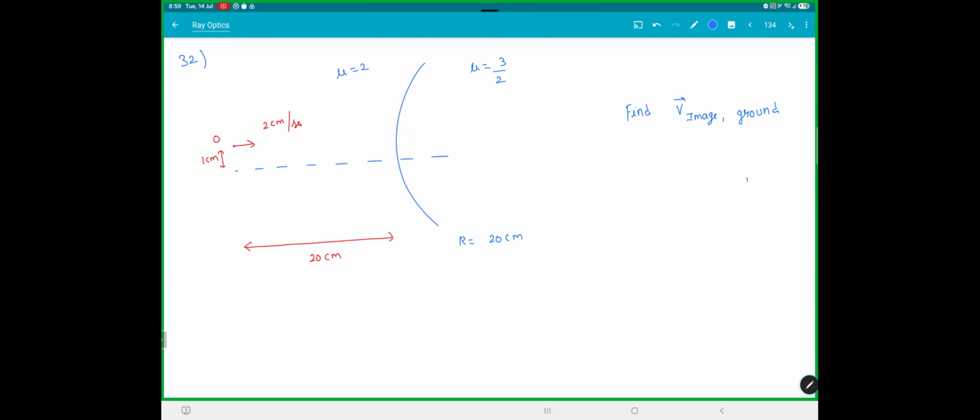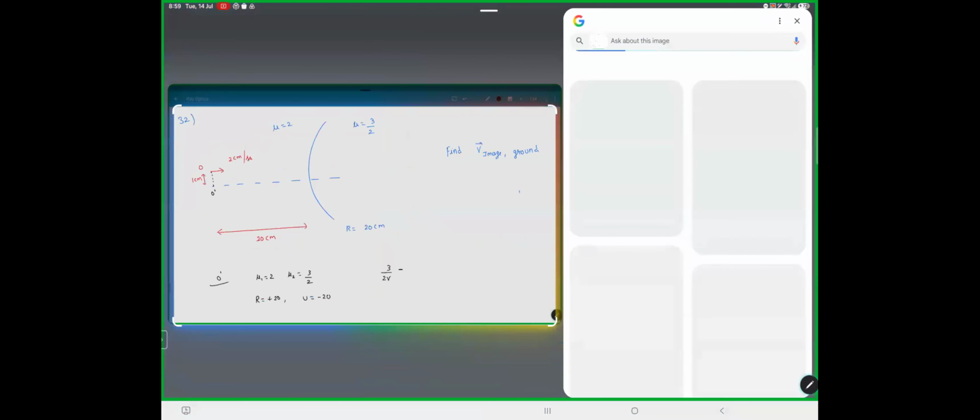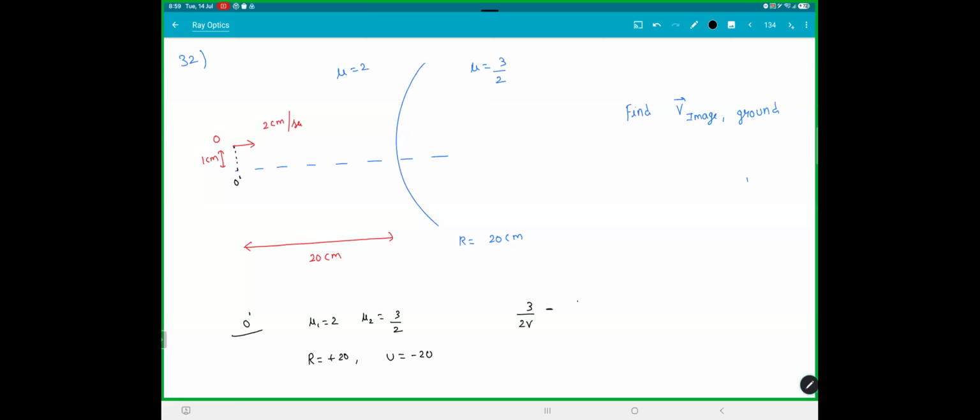Let's find the image. So if you drop the perpendicular here, we get the shadow. We need the shadow for data. O dash: mu1 is 2, mu2 is 3 by 2, radius of curvature is plus 20, u is minus 20. Substitute in the formula: 3 by 2v minus mu1 by u, 2 by minus 20, equals mu2 minus mu1, that's minus half, by R, which is 20. This is 3 by 2v equals minus 1 by 40 plus minus 1 by 10, multiply 4 and 4, that's minus 5 by 40, minus 1 by 8. V is equal to minus 12 centimeters.